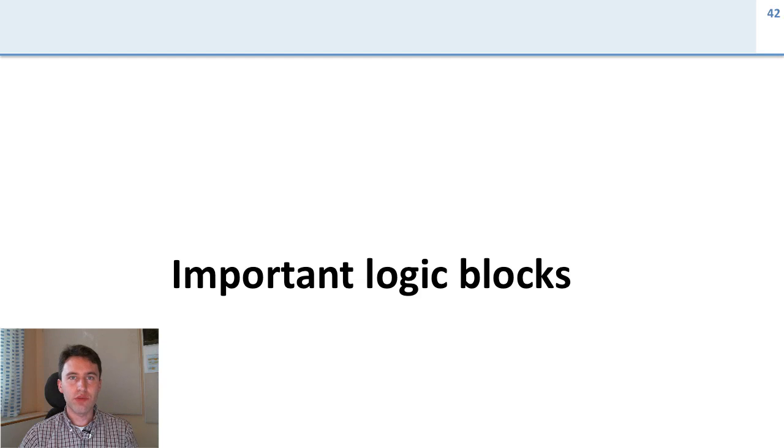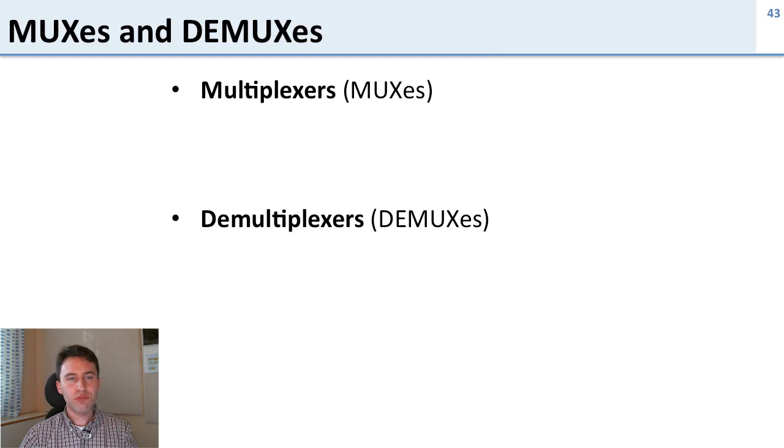Now we're going to talk about some important logic blocks that we use when we're designing logic systems. These aren't individual gates, they're higher level components that we can put together to build systems. The most important ones are multiplexers and demultiplexers, or muxes and demuxes. And what a multiplexer does is it chooses one of multiple inputs.